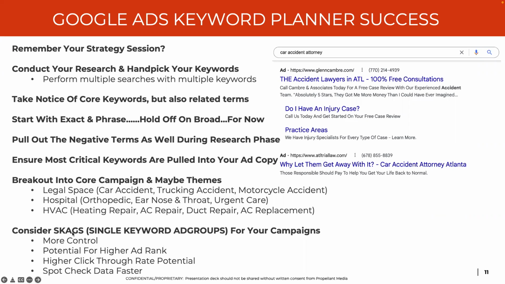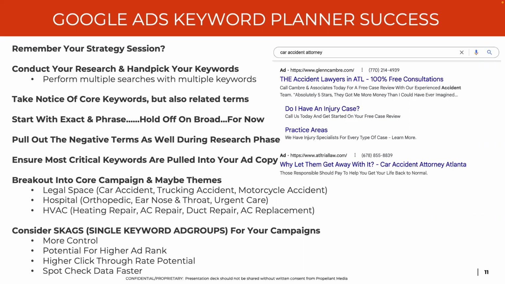And so then lastly, consider your SKAGs, single keyword ad groups. It's something that we favor. We don't always do it, but a lot of times we do. A single keyword ad group is when you have one ad group per keyword, or one keyword per ad group. Sometimes you might have two keywords per ad group, but you get the gist.